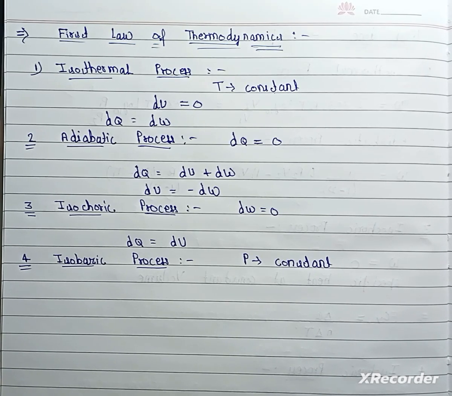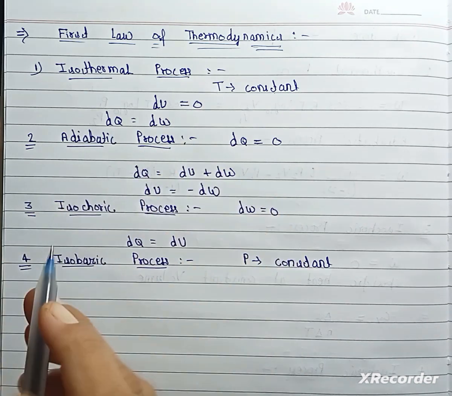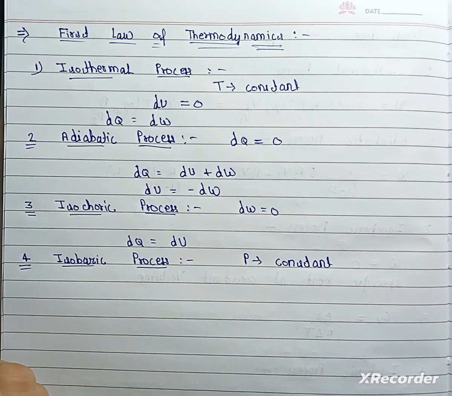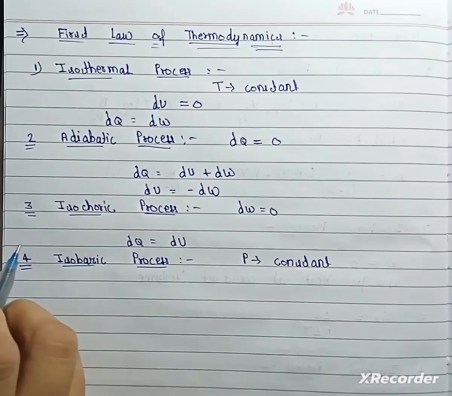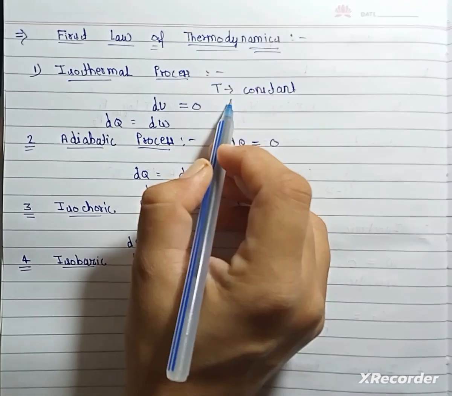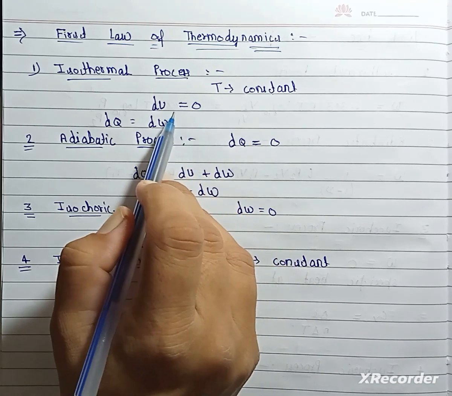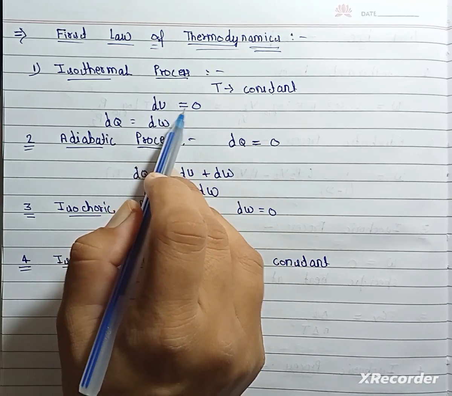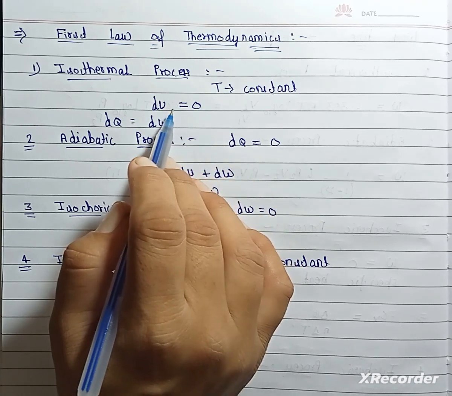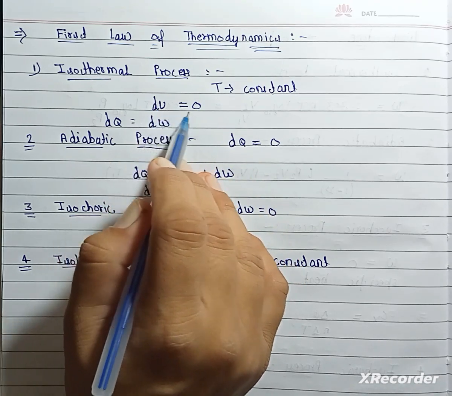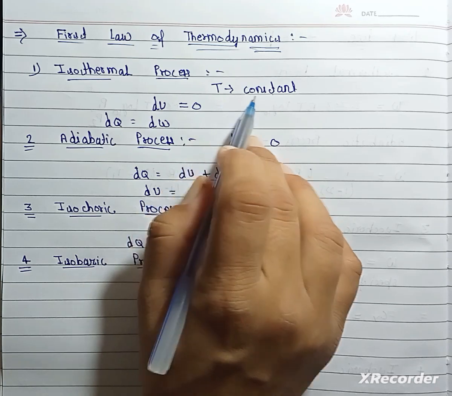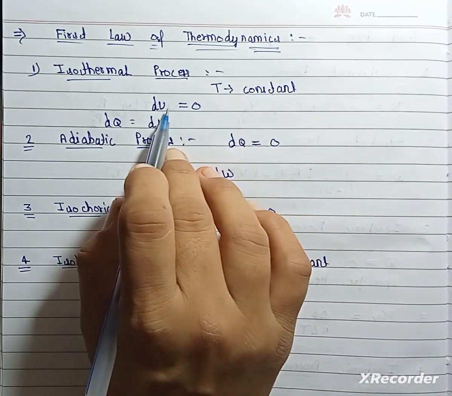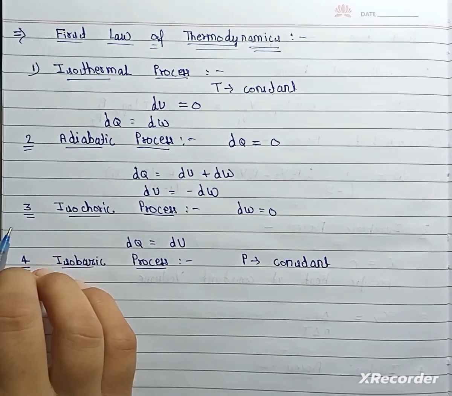Hello students, in this class we will discuss some important conclusions using the first law of thermodynamics. First is the isothermal process. In an isothermal process, temperature is constant. So internal energy, which depends on temperature, does not vary. From here we can write dU equal to zero, because temperature is constant, so no variation in internal energy.